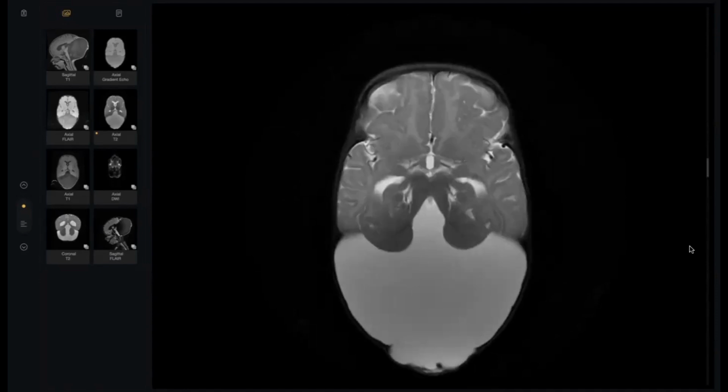Okay, the other differentials in this case would include a large arachnoid cyst in the posterior cranial fossa. No, I didn't listen to you. Give me from the beginning. What's your differential here?